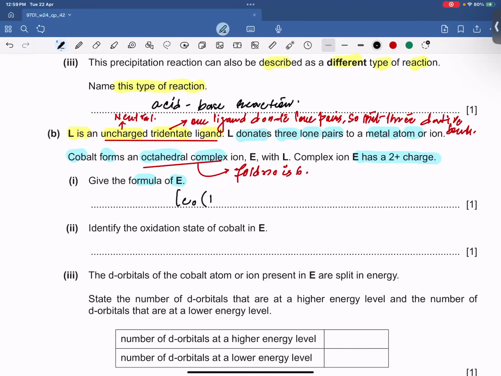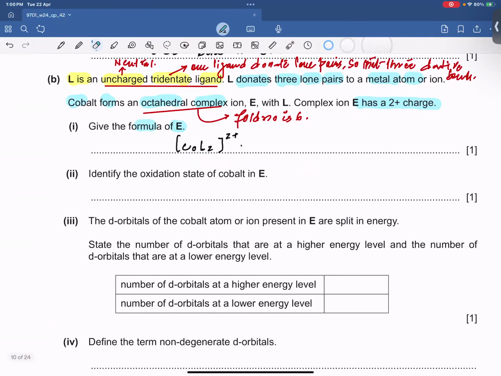Well, one L forms 3 covalent bonds. In order to make 6 bonds, I need 2 L. So I can write it this way, CoL2, and the overall charge is 2 plus, because L is a neutral ligand and has no charge. Identify the oxidation state of cobalt in E 2 plus. Because L is neutral, whatever charge is here represents the oxidation state of cobalt.